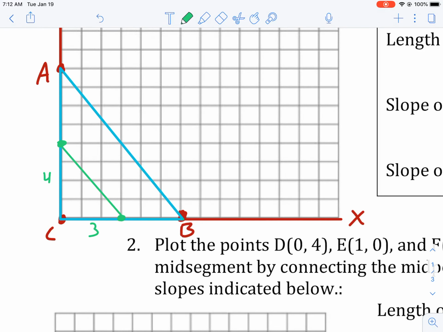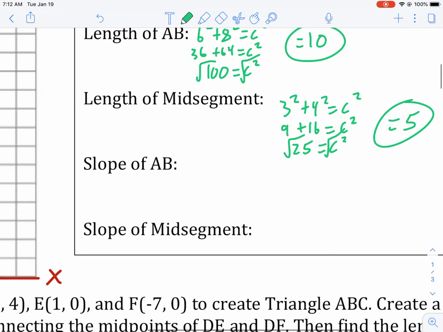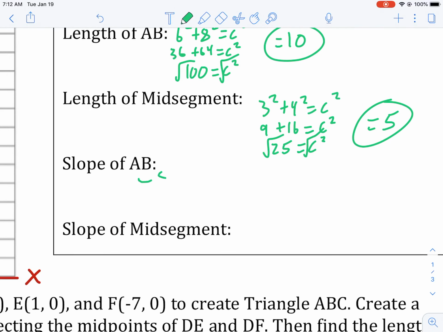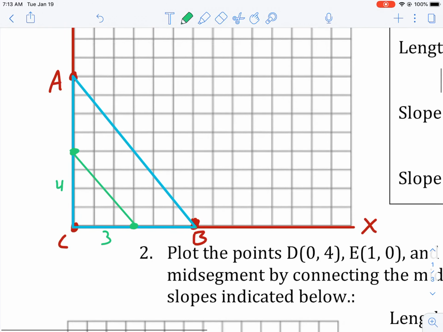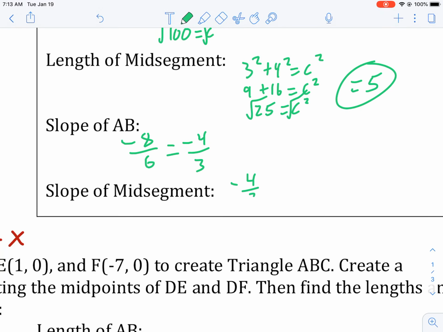And we can do that by using the same numbers that we used above, so rise and run. Now, both these lines are negative, so if we go from A to B, this is actually going down 8 and then over 6. So our rise is down 8 and over 6. That's negative 8 over 6, which simplifies to negative 4/3. And then the slope of the mid-segment is also down 4 over 3. All right, so we've got a slope of negative 4/3.